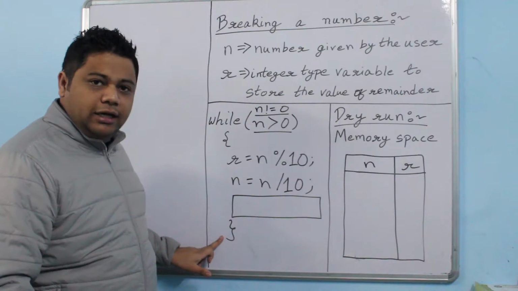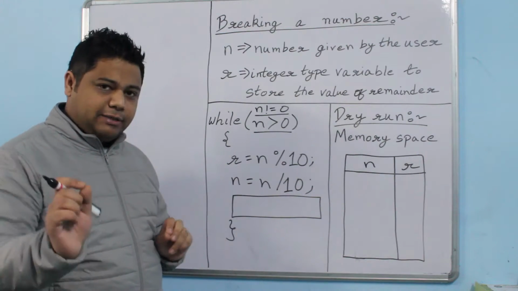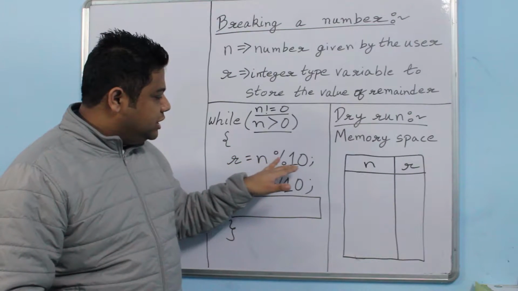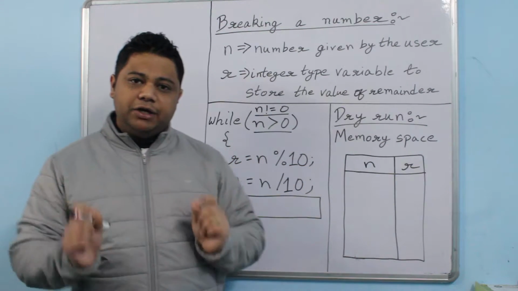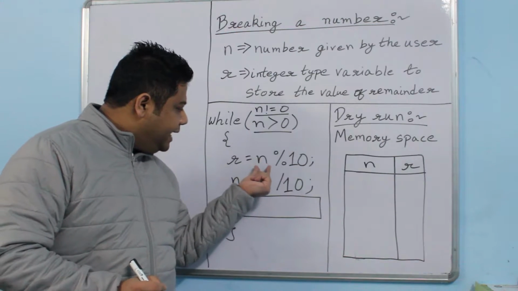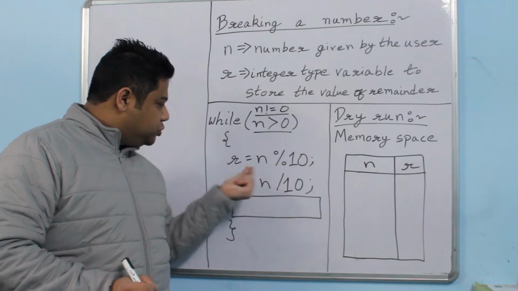Inside the body of the loop, you can see two lines of code over here, and I have made a rectangular box. I'll be explaining it step by step. The first thing: r equals n modulus 10. In this statement, we are trying to get the remainder. When we divide the number n by 10, whatever the remainder is will be stored inside r.